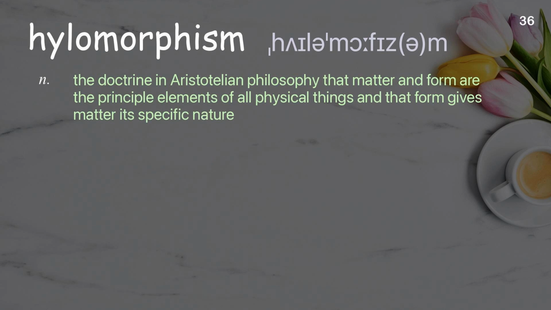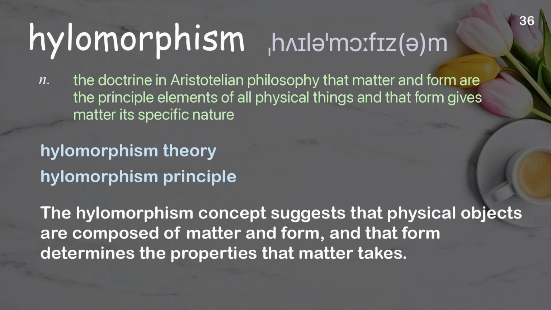Hylomorphism. The doctrine in Aristotelian philosophy that matter and form are the principal elements of all physical things, and that form gives matter its specific nature. Examples: Hylomorphism theory. Hylomorphism principle. The hylomorphism concept suggests that physical objects are composed of matter and form, and that form determines the properties that matter takes.